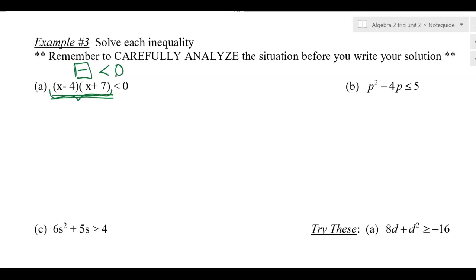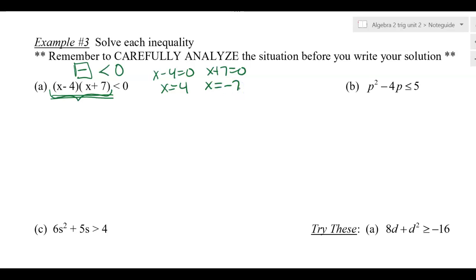Okay, Emily? Good, it's 4 and -7. Do you guys see where she's getting those? They already nicely factored it for you, so it's actually very quick to solve. We can just set each of the factors equal to 0, and we get x equals 4, x equals -7.